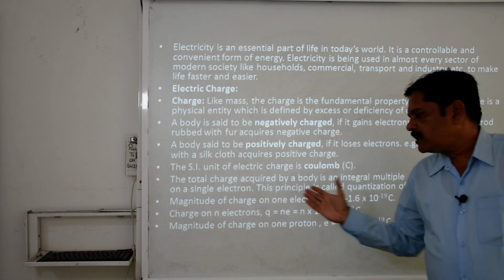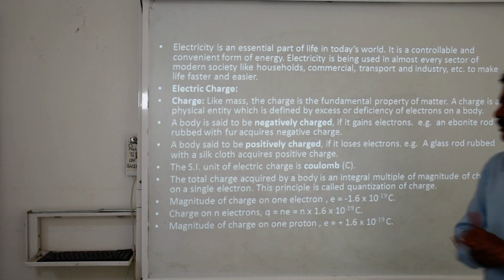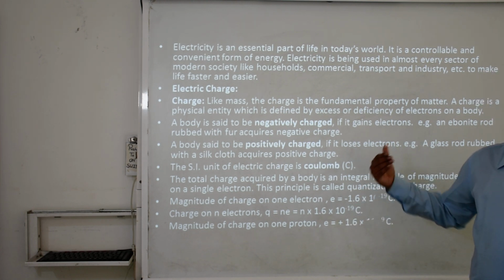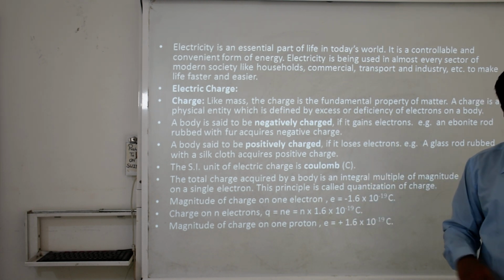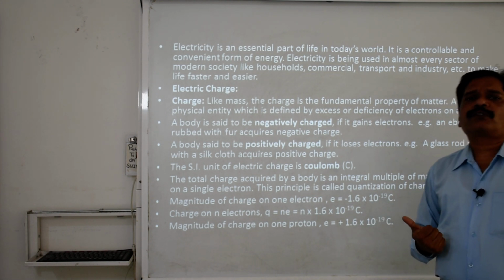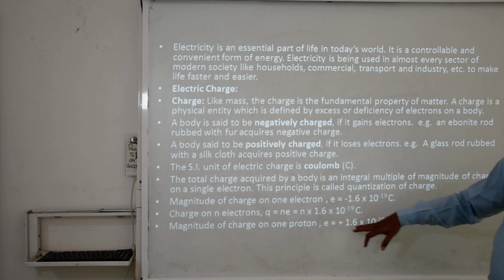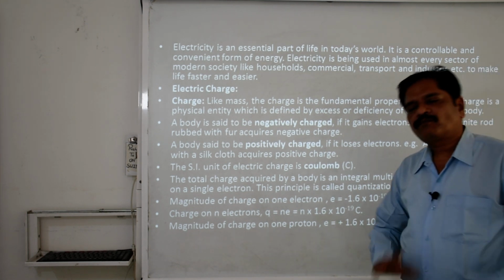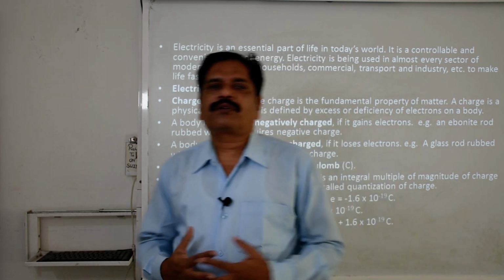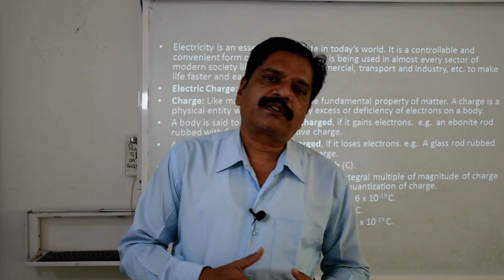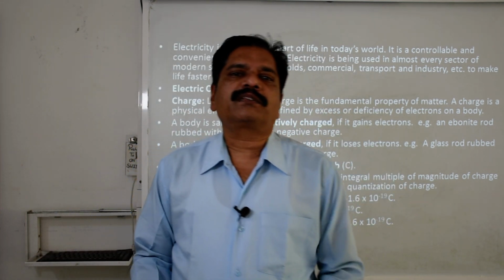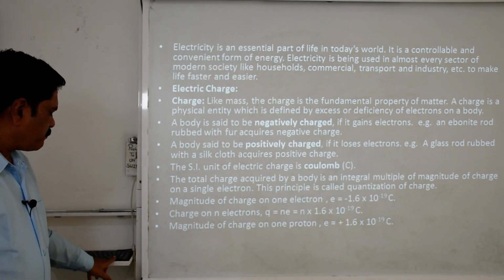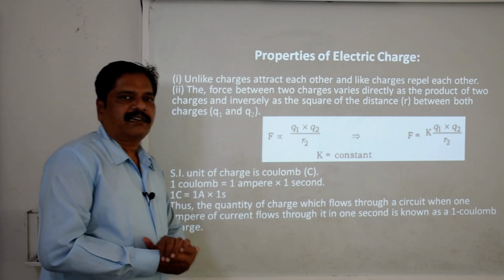Clear? Similarly, if you want to know the magnitude of the charge on one electron, it is just 1.6 into 10 to the power minus 19 coulomb, but in place of negative it is positive for a proton. Remember, you know that protons are positively charged particles. So this is the only difference between the proton and electron. Electrons carry minus 1.6 into 10 to the power minus 19 coulomb, while the proton has plus 1.6 into 10 to the power minus 19 coulomb.